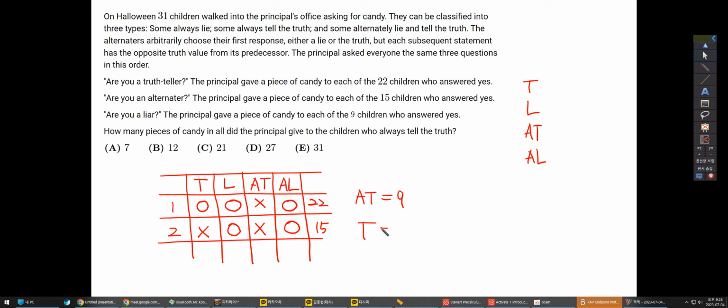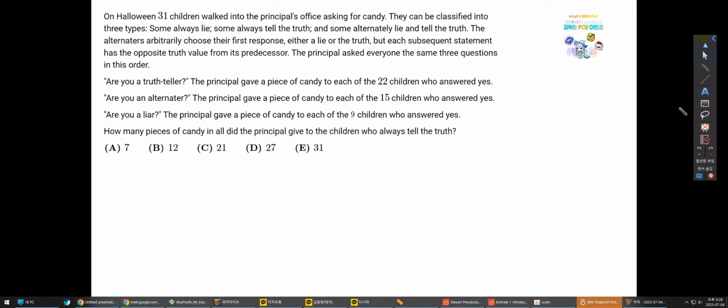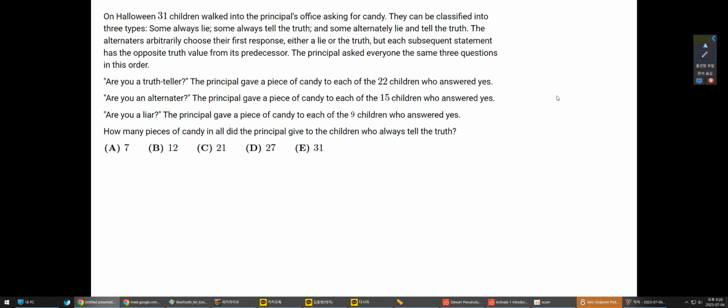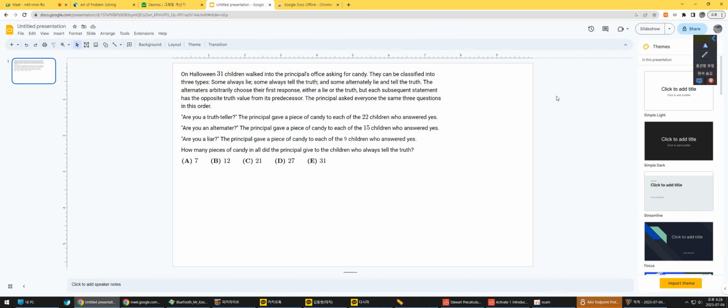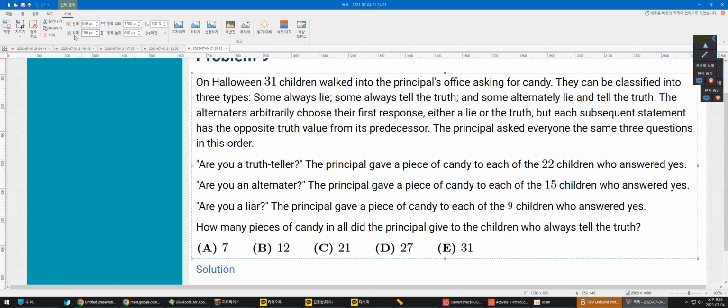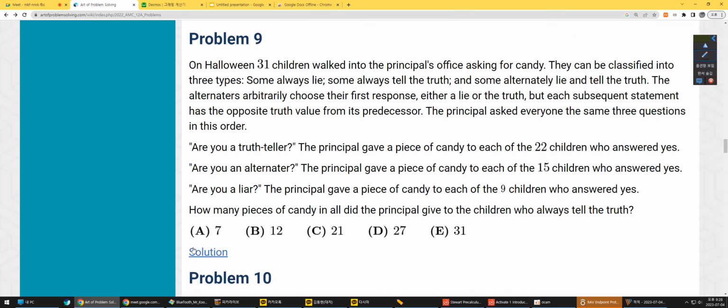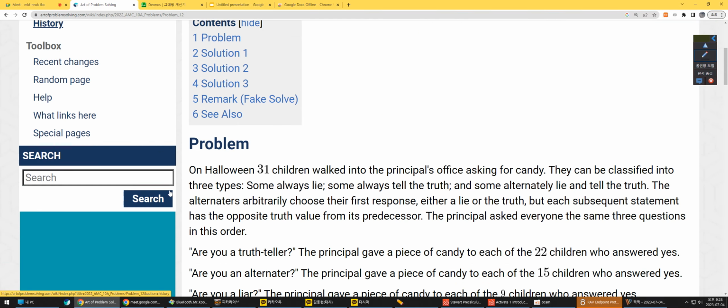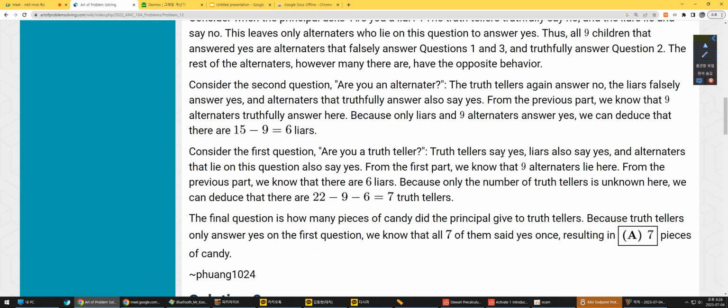So the truth teller is the difference between this 22 and 15. So what's the difference? 7. So we don't have to actually check the third question. The first two questions are enough. Yep.